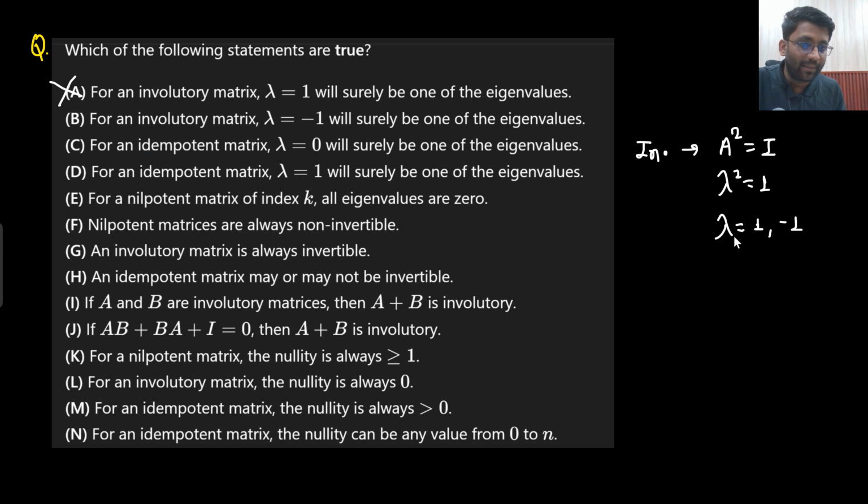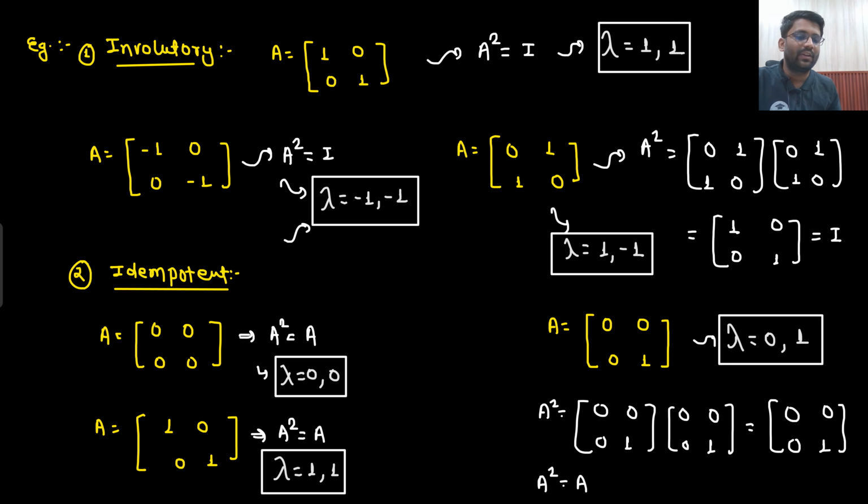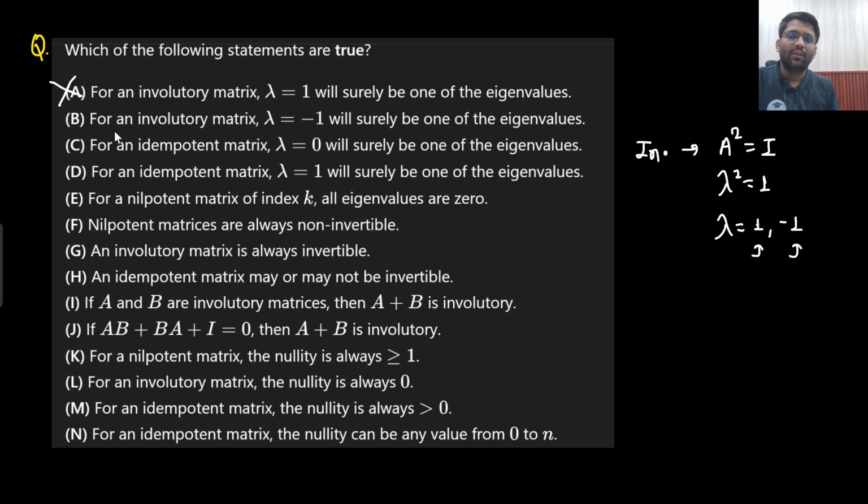So lambda equals plus or minus 1 you are getting. What does that mean? Either the eigenvalue will be 1 or it will be minus 1, or both eigenvalues are also possible. You see here, either 1 or minus 1 or 1 and minus 1, both are possible. That means the first statement is wrong. For an involutory matrix, lambda equals minus 1 will also surely be an eigenvalue? No.